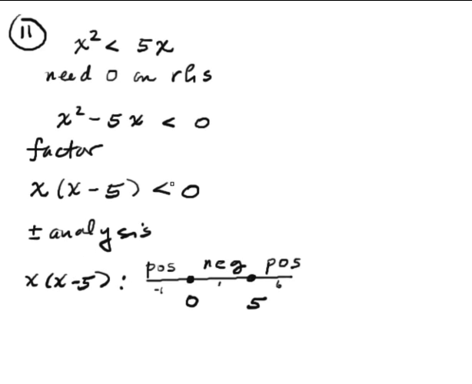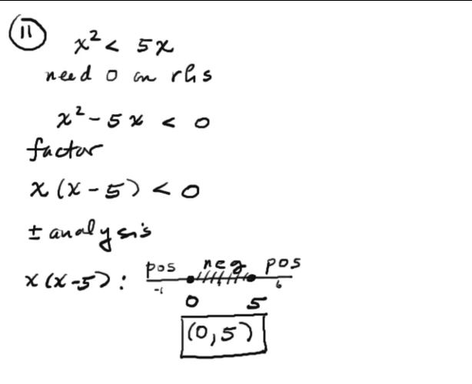Now, we want to know where this is less than 0. All right, so that's here is where it's negative. We don't want to include where it's 0, so don't include this value or this value. So we would have anything from 0 to 5, not including 0 and not including 5. That's where our expression is negative.